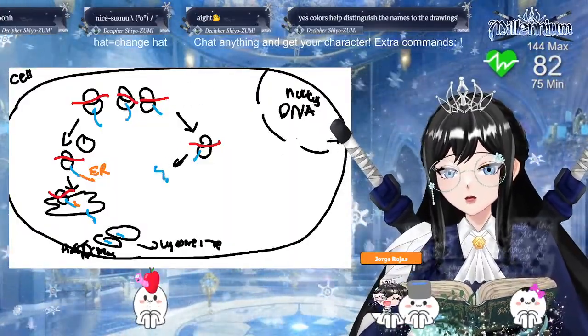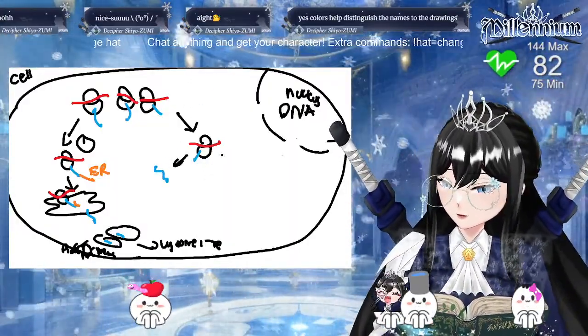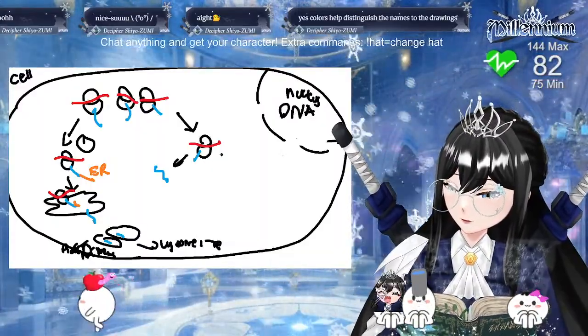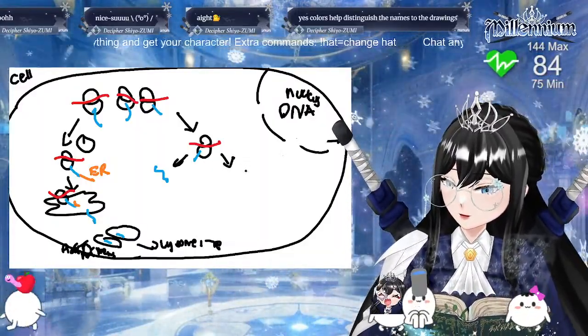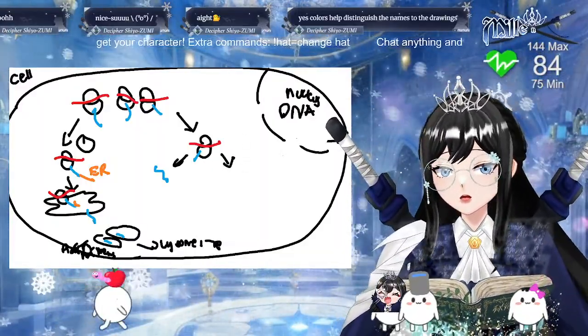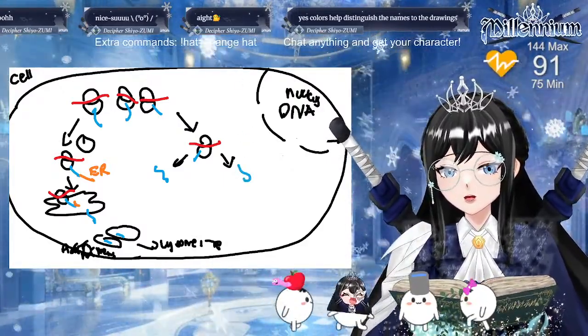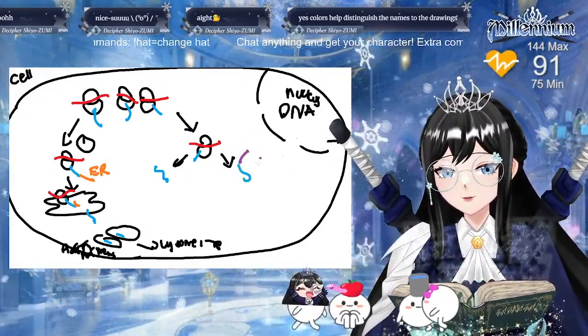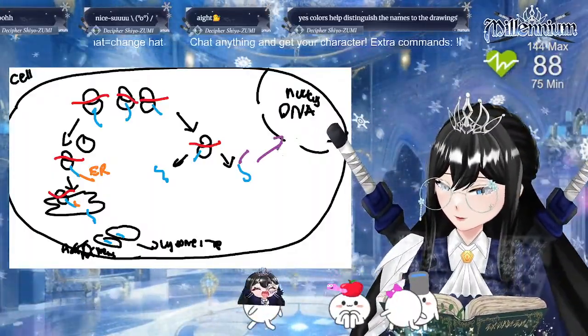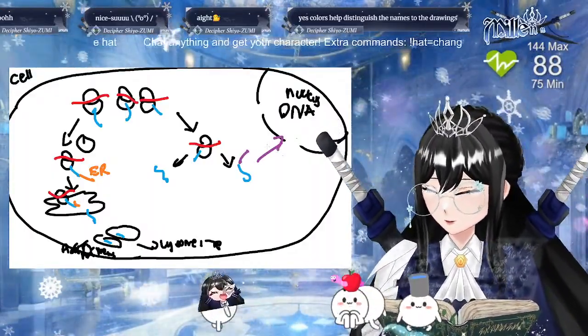Floats around. And then you could have a targeting sequence. If it has a different targeting sequence, let's make it purple, then it might go there. So the nucleus.